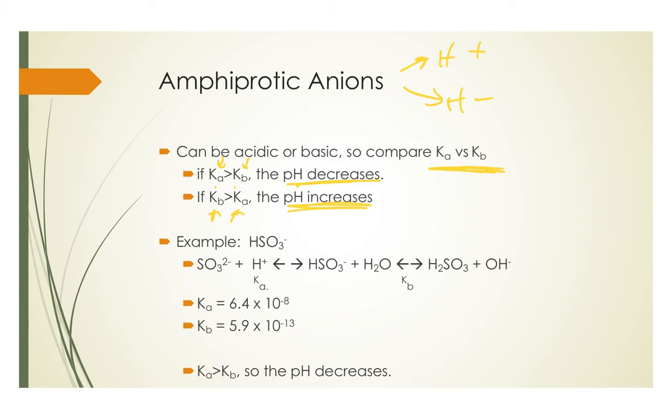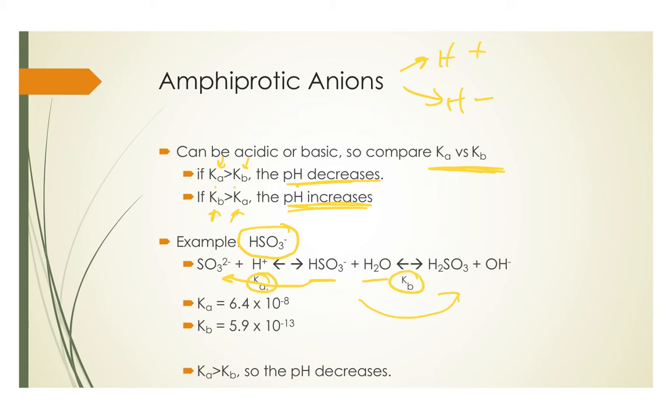So an example of this would be the ion HSO3 minus. Okay, it is the conjugate base of a weak acid. It is also the conjugate acid of a base. So if we look at the reactions that can involve HSO3 minus, one, it can react with H2O to form H2SO3 and OH minus. There's its base reaction, Kb. It can also lose a hydrogen ion to form SO3 2 minus and H plus. That's its acid reaction, Ka.